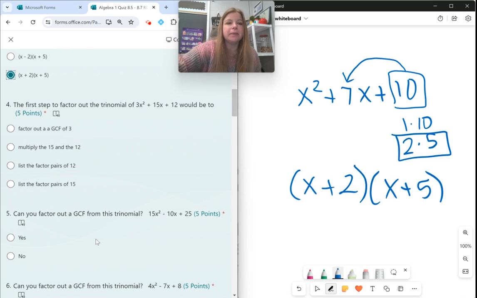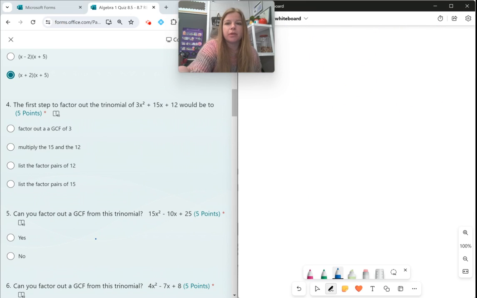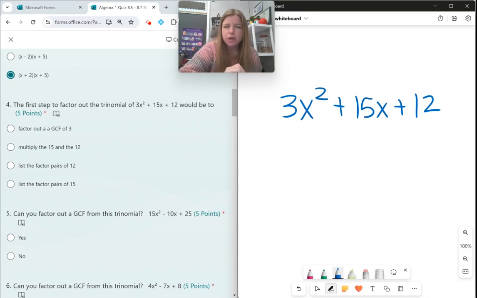Number 4, the first step to factor out the trinomial 3x squared plus 15x plus 12 would be 2. Could I factor out a 3 from each one of these terms? Absolutely. They're all divisible by 3, so that looks like a great answer. But let's check the rest. Multiply 15 and 12? No, that's never a strategy for anything. List the factor pairs of 12? Well, I would do that if my a value was 1, but because my a value is 3 here, listing the factor pairs of 12 is not the right idea. And list the factor pairs of 15? That's never been a strategy.